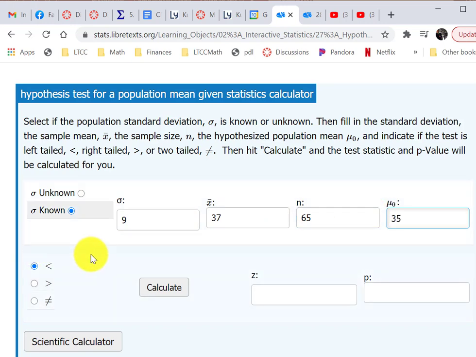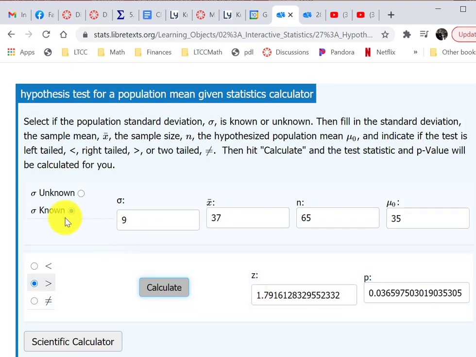Now, our hypothesis, if you remember, HA was that mu was greater than 35. So I click on greater than. And I hit calculate. And here we have it. Our test statistic, which is Z, because our sigma is known, is 1.79, etc. And our p-value is 0.0365, etc., etc., etc. So let's go back and think about how do we answer this question now.